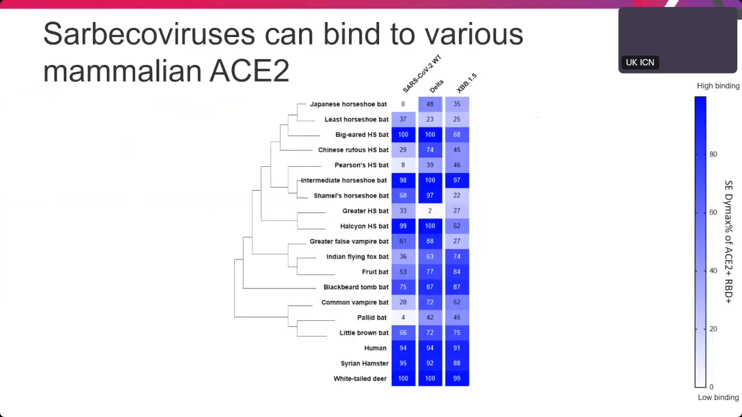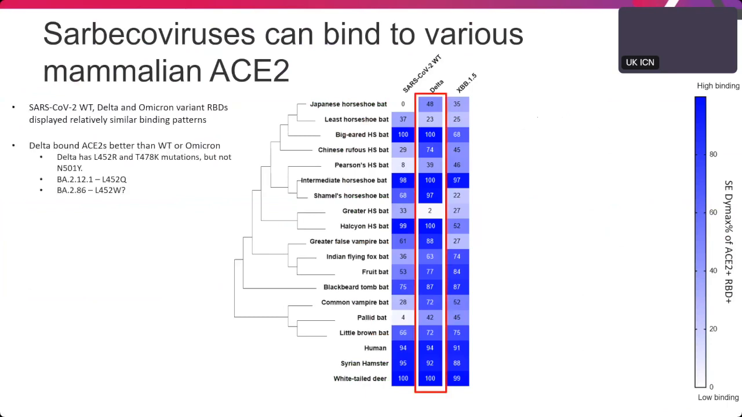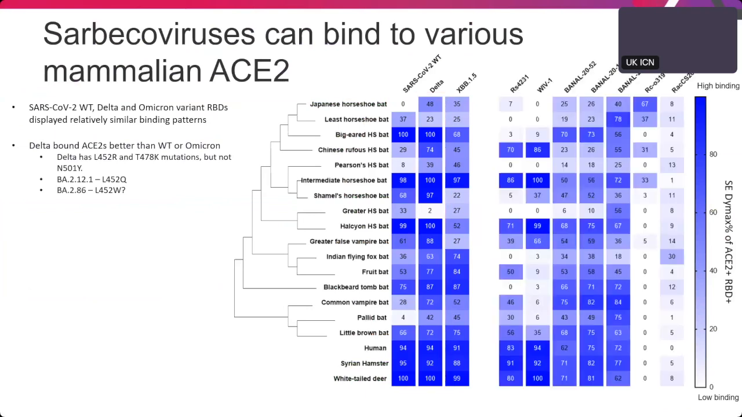This is our flow cytometry data, and as you can see, SARS-CoV-2 wild type, Delta and XBB.1.5 had similar binding patterns. Among them, Delta bound ACE2 better than the other two. Based on our bat sarbecovirus data, as expected, phylogenetically related RS431 and WIV1 had similar binding patterns, whereas RS431 showed that it could use broader ACE2s compared to WIV1.